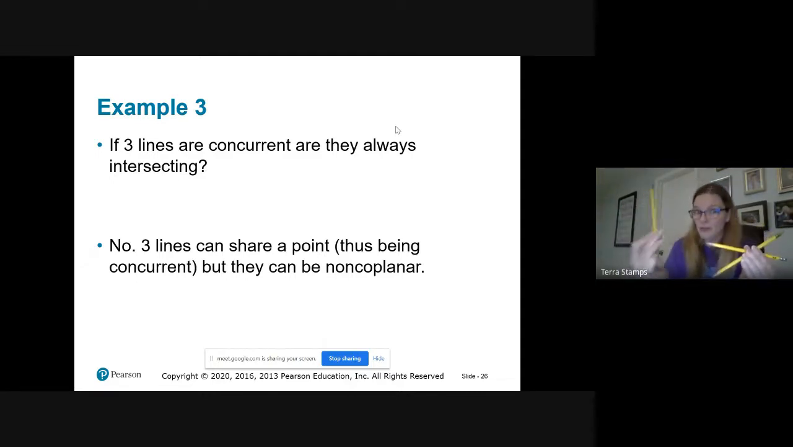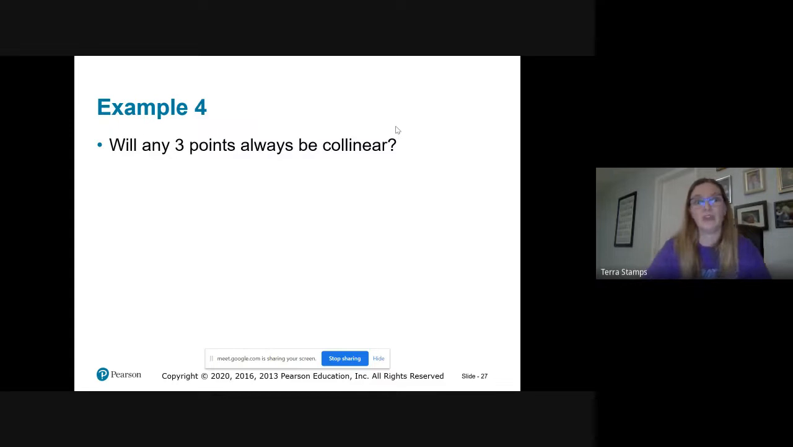You bring in a third line, and I could put those three like this. Now they're in the same plane. Or this one could intersect like this, and those three would be non-coplanar. So just because they're concurrent doesn't make them always intersecting. Concurrent does not have to be coplanar. Intersecting does.